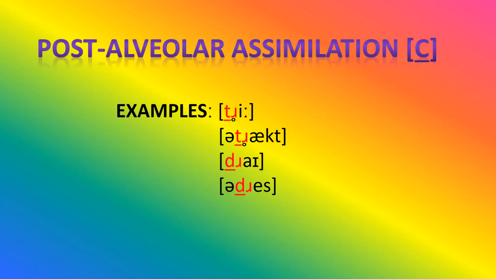Postalveolar assimilation is represented with a minus sign below the consonant because this consonantal allophone affects the alveolar plosives when they are followed by the postalveolar consonant. And so the articulation of the alveolar plosives is not produced against the teeth ridge, but a bit retracted. And that is why it is represented with the minus sign.